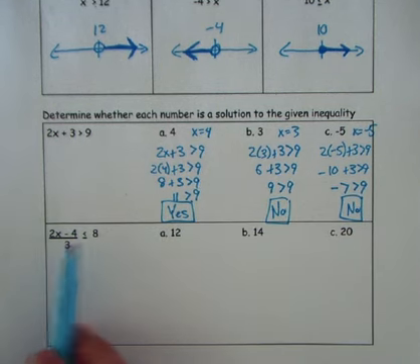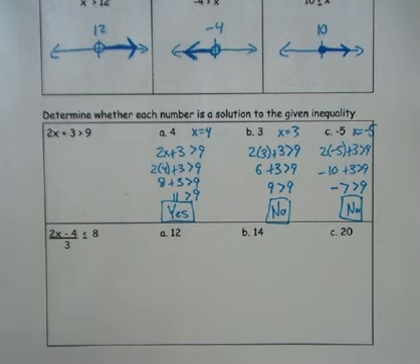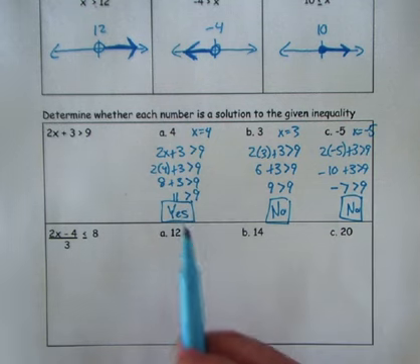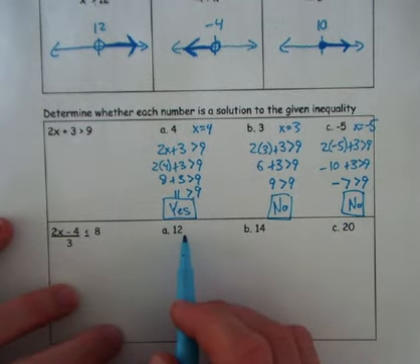We've got 2x minus 4, all divided by 3, is less than or equal to 8. Now, there's a couple different ways you could do this. You could actually solve for x. That's one way that you could do it. Or, like we did before, we can just plug in our numbers. So let's go ahead and plug in here.